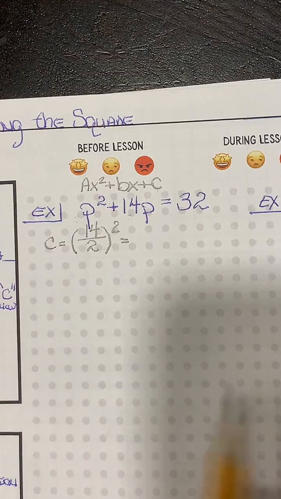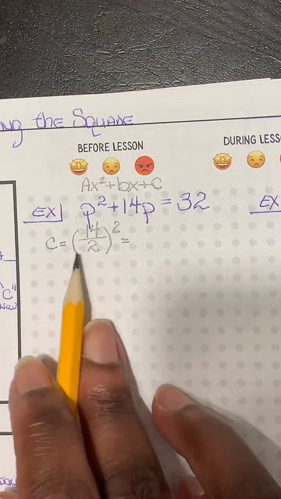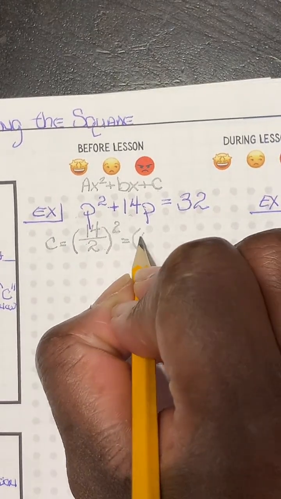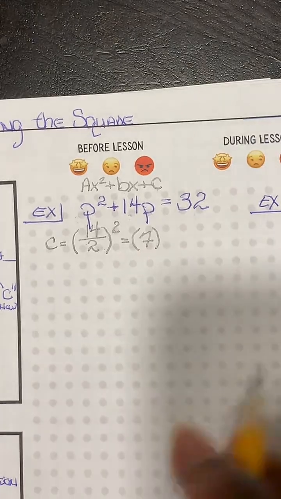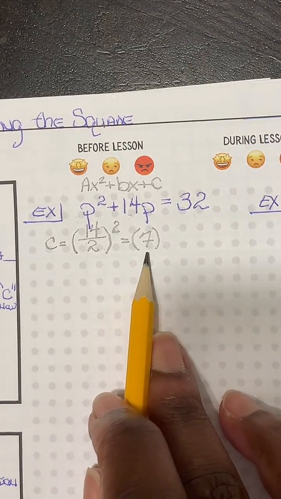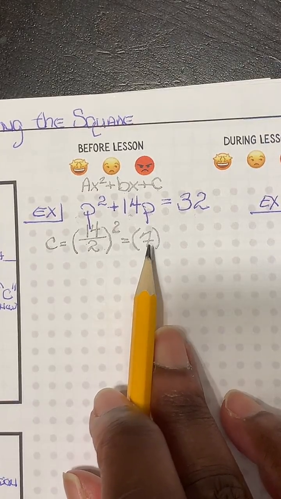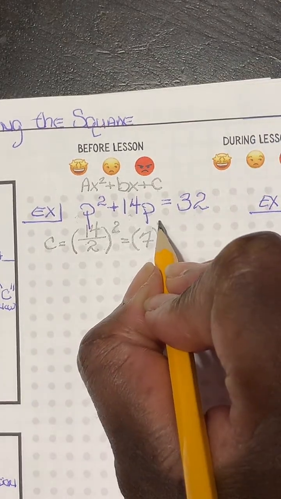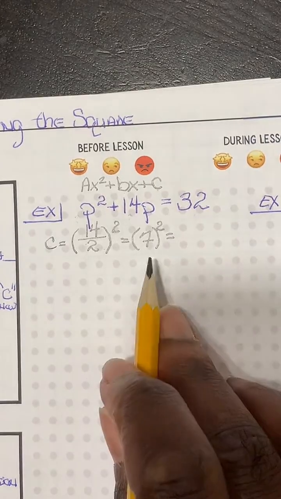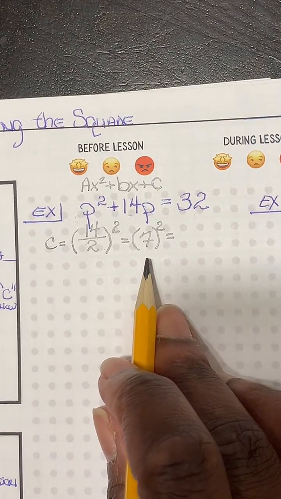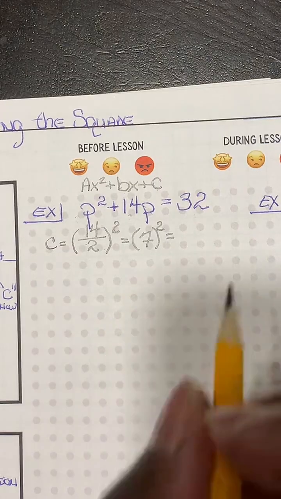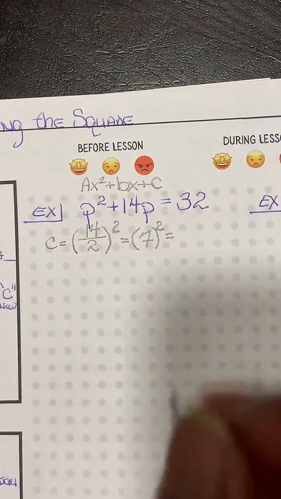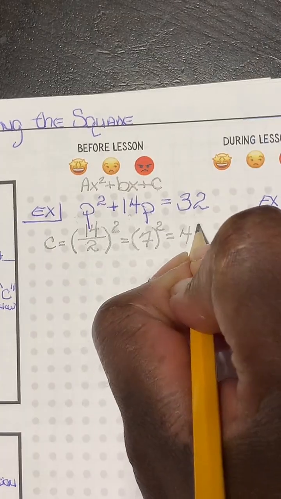Okay, no problem. So now, let's do inside the parentheses. 14 divided by 2 will give us our 7. I'm going to keep it inside of a parenthesis because I'm going to show you what I'm going to do with this 7 later on. It's kind of like a little shortcut. Now, let's square it. So 7 squared, it is not 14. It's definitely not 14. It's 7 times itself, 2 times. So 7 times 7 gives me 49.